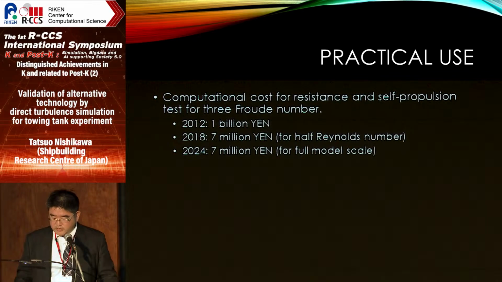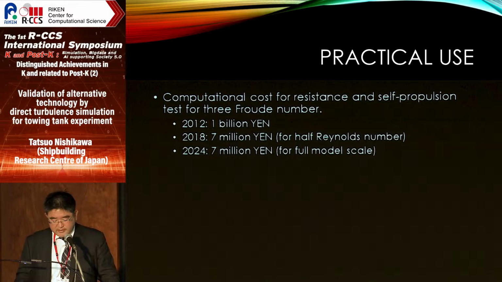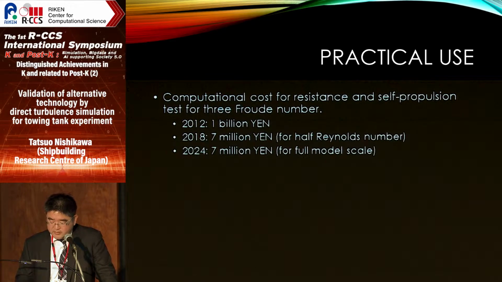Another issue that came up was about the model scale. In 2012, the cost for one ship simulation was estimated at 1 billion yen. And now we can provide a service for 7 million yen, which is the same price as a towing tank test. But only a half Reynolds number simulation is providable when we think of it as a commercial service.